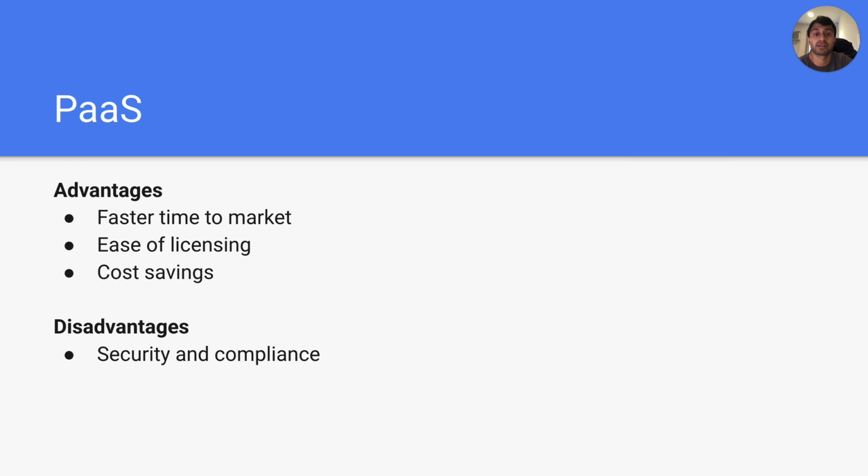Ease of licensing. PaaS providers handle all licensing for operating systems, development tools, and everything else included in their platform. Things like DBMSs fall under this point. So again, you don't have to buy any of these licenses for yourself. You just pay the cloud vendor.